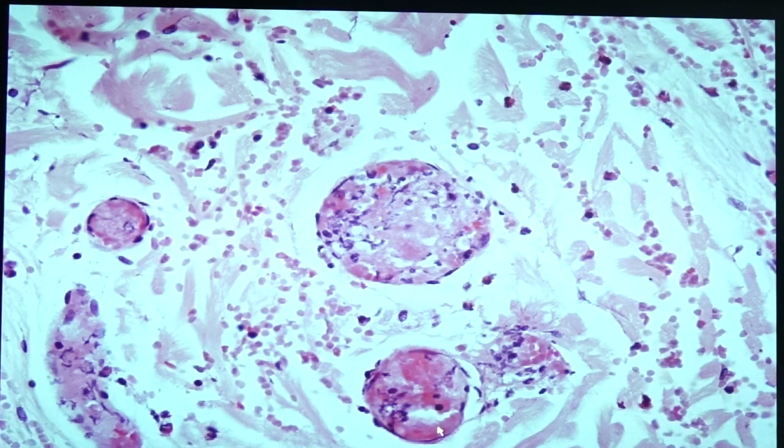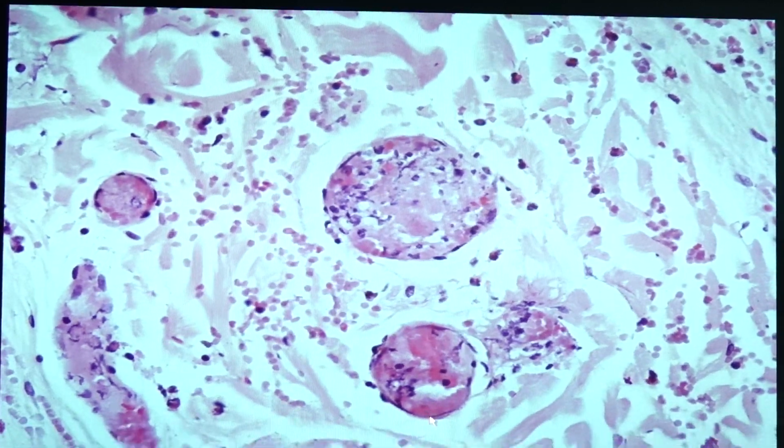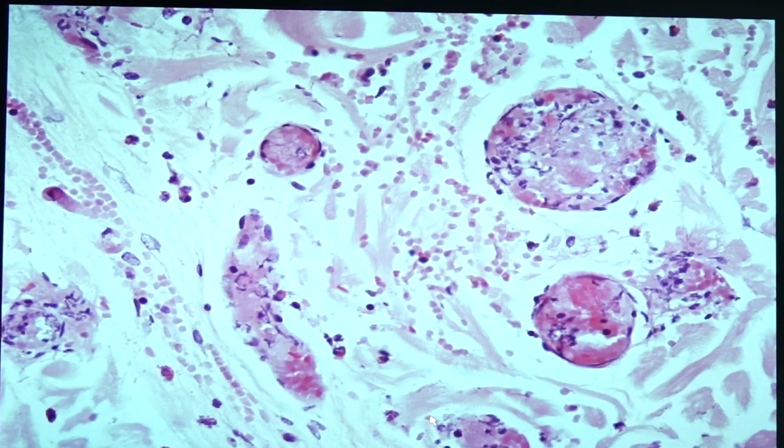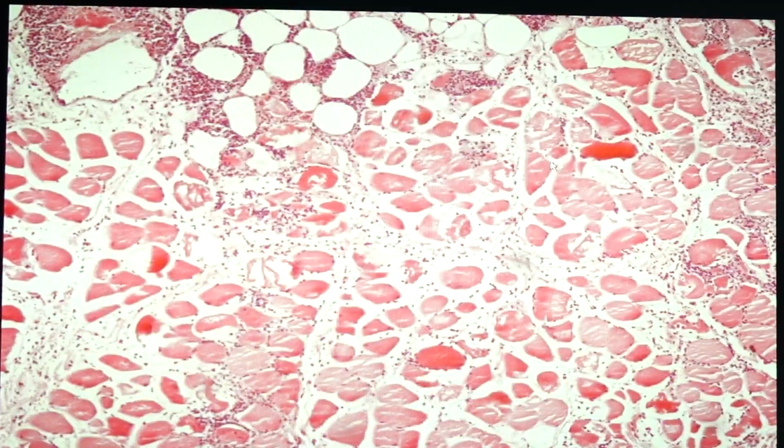So this would show the presence of fibrinoid necrosis, which can be seen with necrotizing vasculitis. So again, presence of inflammatory cells, segmenters, and fibrinoid necrosis. Okay, let us try to look for another one.